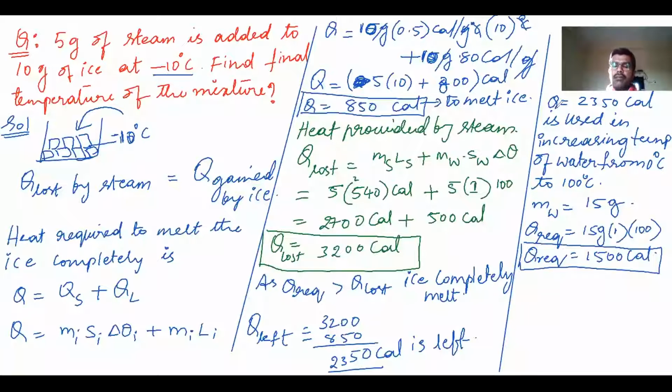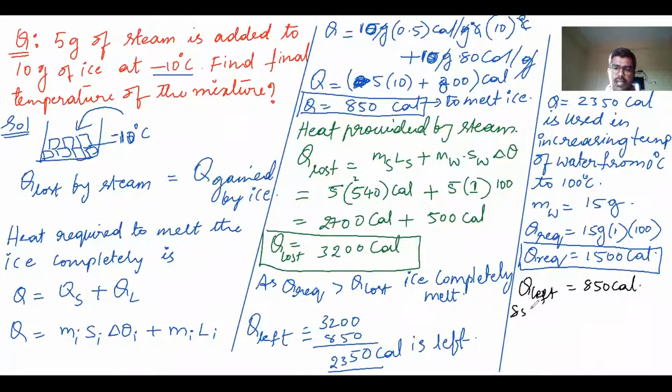Okay. So we have Q finally 2350 calories left over, out of which 1500 calories used there. And still there is some amount of heat energy left. What is that leftover heat energy? Leftover heat energy will be 850 calorie. Water from 0 degrees Celsius is increasing its temperature to 100 degrees Celsius. Even then there is some heat energy left over, that is 850 calorie. This 850 calorie is used to convert water into steam.